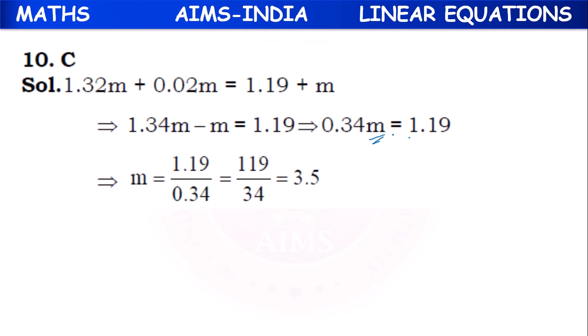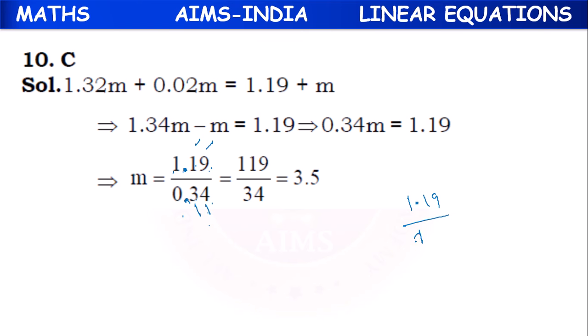Next m. This 0.34, if it comes to right hand side, 1.19 by 0.34 we can write. Here after the point, 2 decimal places are there. Here also after the point, 2 decimal places are there. So we can remove the decimal point directly.